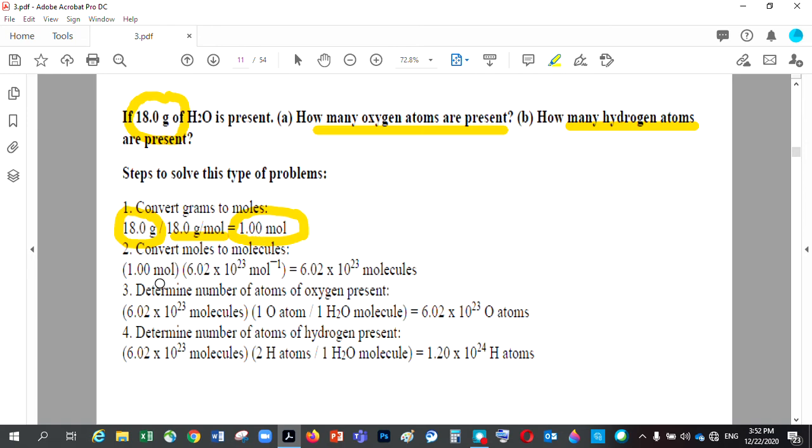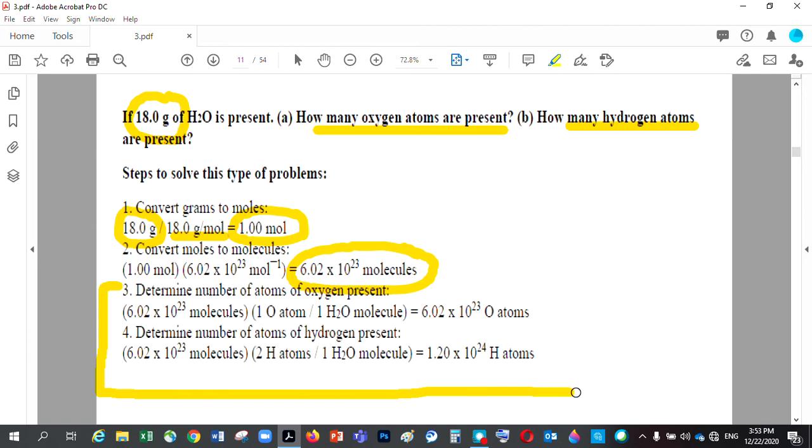Convert the moles: I take the moles multiplied by Avogadro's number. I get that many molecules in 1 mole of H2O, correct? And that's always true. That's the rule: in 1 mole, I have Avogadro's number of molecules, atoms, ions, or formula units. Now, the third step is very unique. This is new. I have this number of molecules present in one mole, of course, correct?